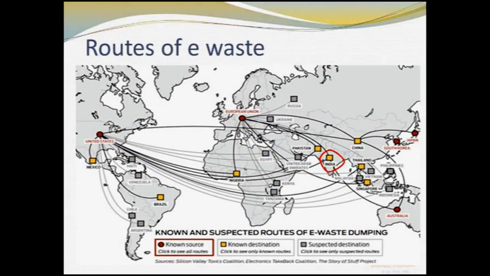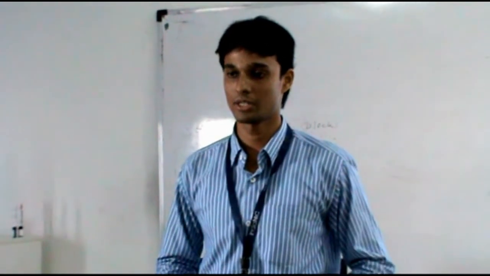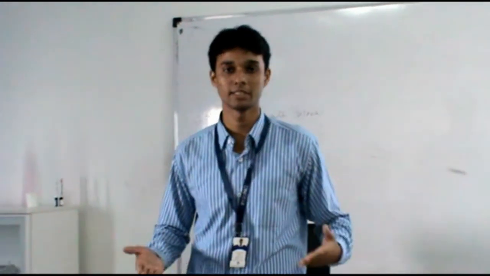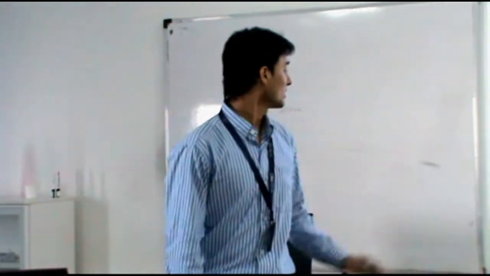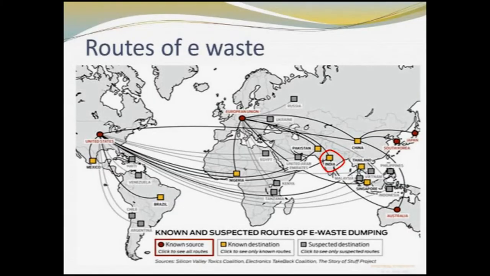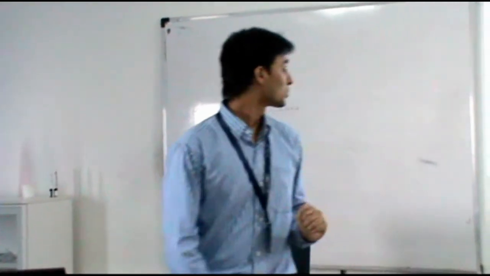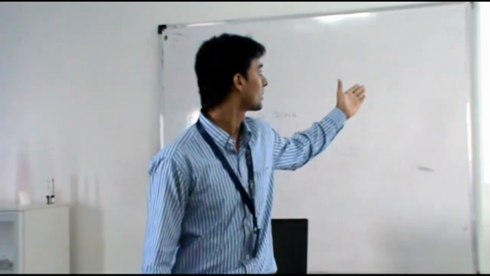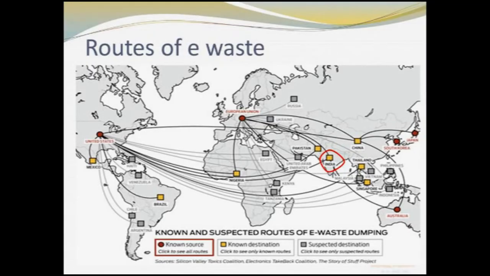This graph shows the sources of e-waste. Actually, what's happening is that the cost of dumping e-waste is very low in developing countries like India, Pakistan, and China. And the countries shown in red are disposing their e-waste. European countries and the United States are disposing their e-waste to countries like India, Pakistan, Afghanistan, and China. So these are the destinations, and the red marks show the sources. And we can also see that India is a major destination for dumping of e-waste.